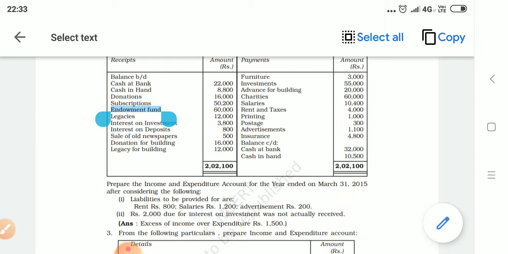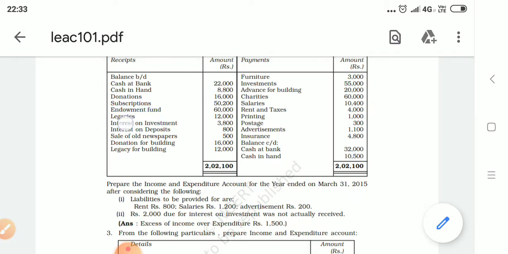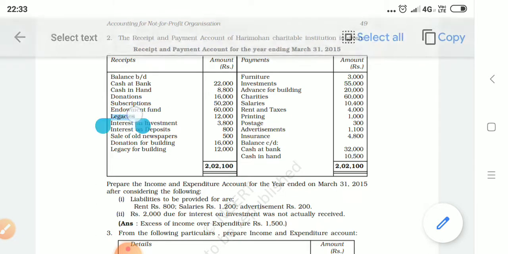Okay, then what else we have? Legacy. Now legacy is similar to endowment fund, but it is not invested, it is a bequest. Legacy is actually a will. When a person dies, he writes in a will that this money is going to the charitable institution. So legacy is of two types, general and specific. Here it is just mentioned legacy, so legacy will appear in the income side. However, if it was a specific legacy, it would appear in the liability side. So this legacy will appear in the income side of the income and expenditure account.